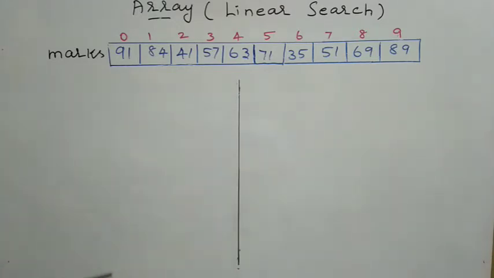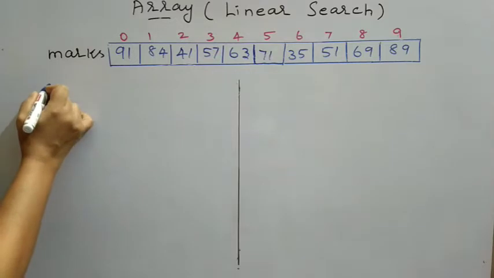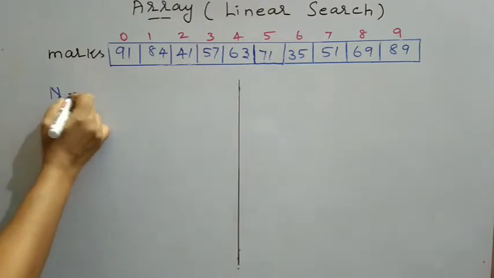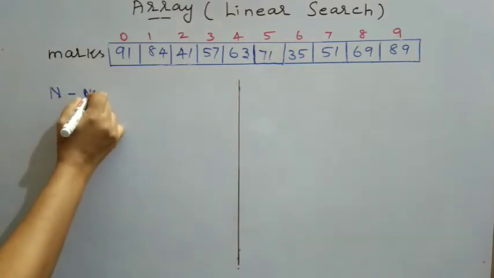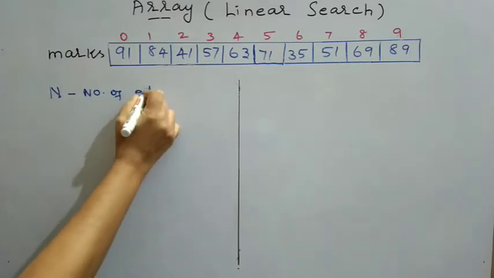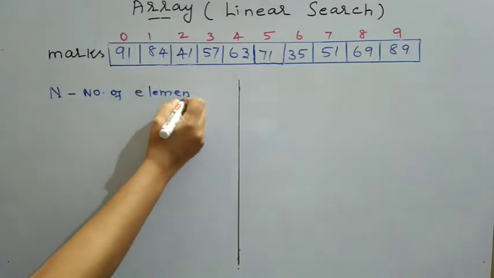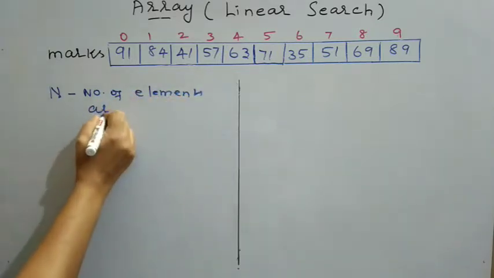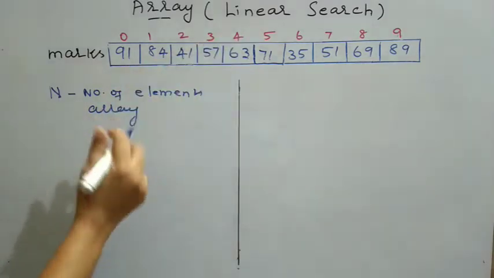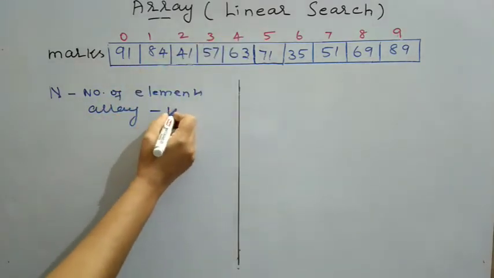Before we write our program, I will discuss what variables I am going to use. Other than the array, marks, I am going to use a variable n. n is the total number of elements in the array. In our case, the number of elements, n, will be 10.